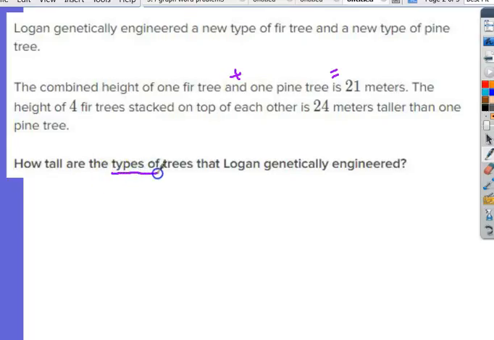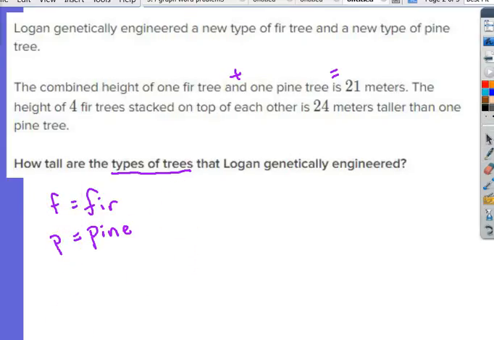In the question is where I can define my variables, the types of trees. So there are fir trees and there are pine trees. I'm going to define my variables first: F for fir and P for pine. Now I can turn the statement into two equations. There are two variables, fir and pine, and I need two equations to solve this.